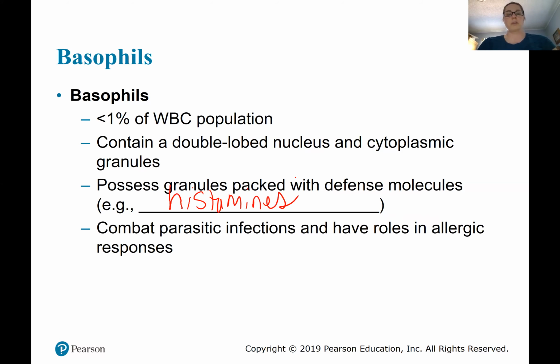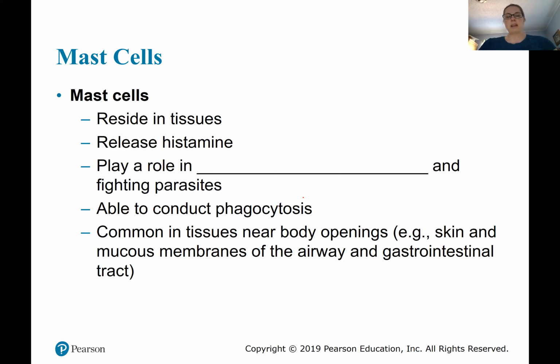We'll talk a lot more about those when we get into allergies. But basophils help with parasitic infections and also allergies and inflammation, because that's one of the things that histamine does, is cause inflammation. Okay, mast cells also release histamine. When we talk about allergies, we'll talk about those a lot more when we get into that in a few chapters.